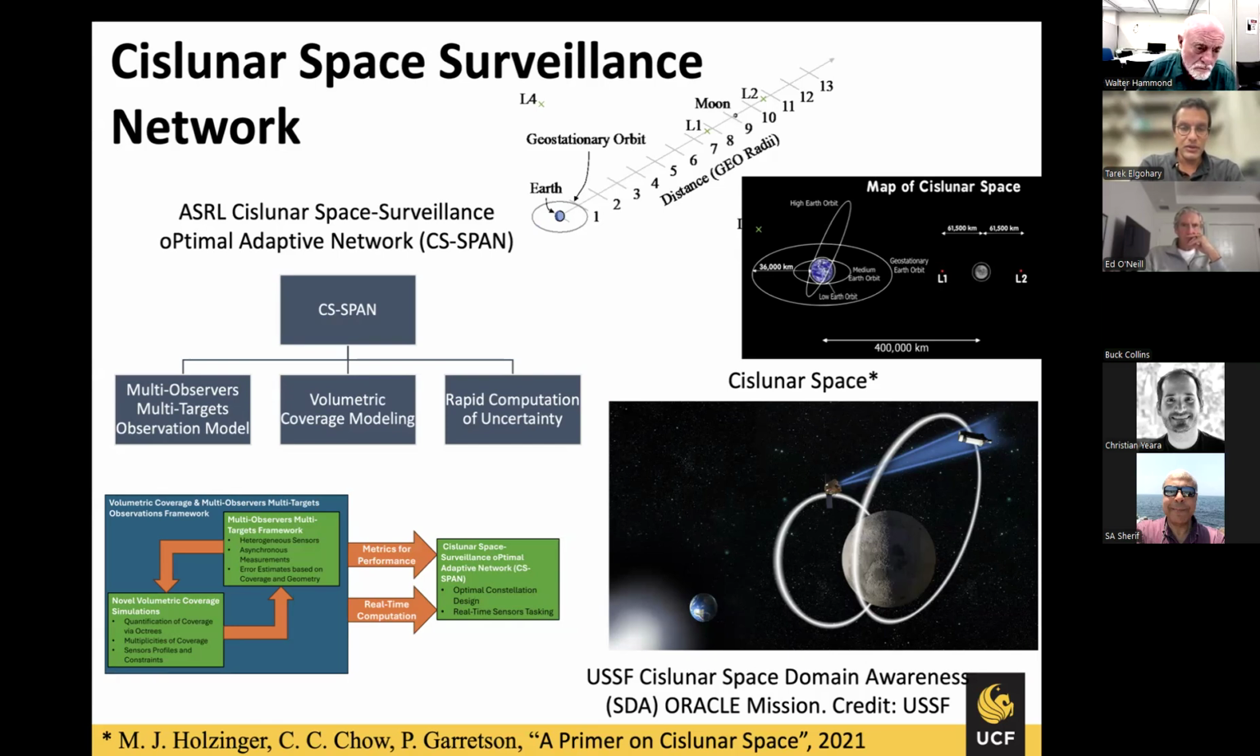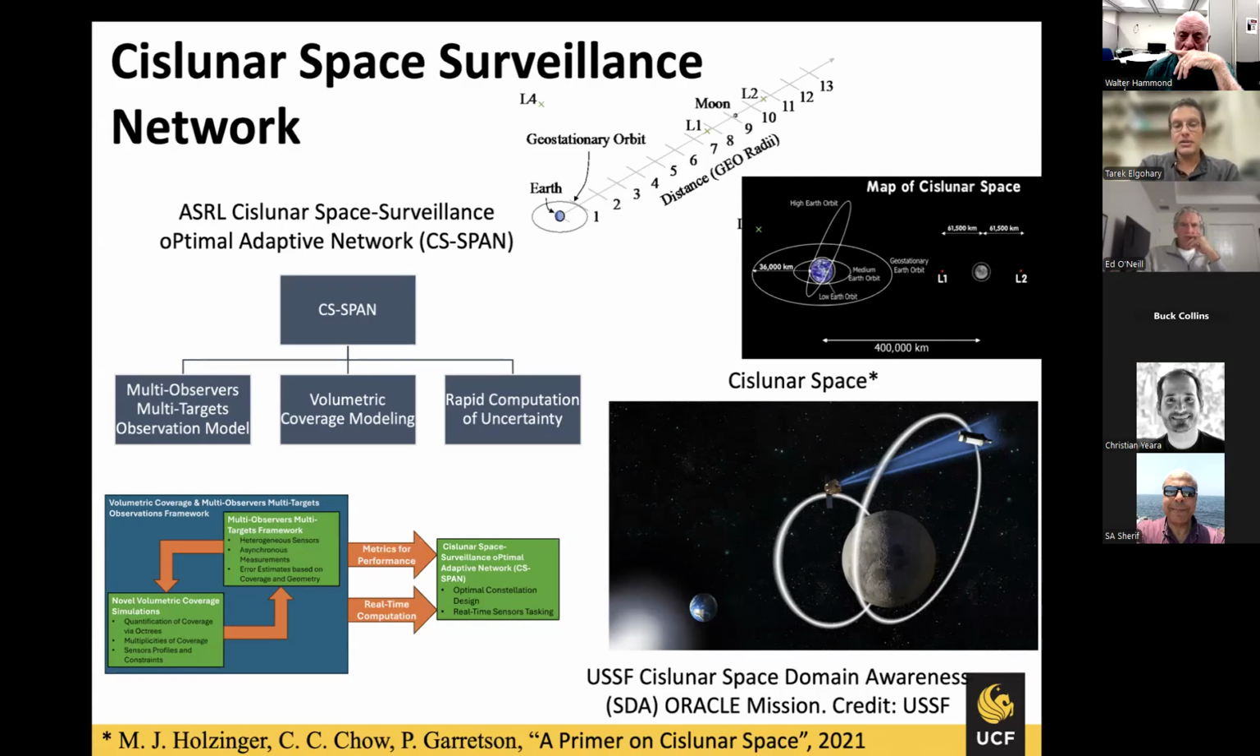So it has a lot of challenges in terms of surveillance and understanding what's going on there. So our research, and this is sort of the three-legged thing that we're working on here, is that we're looking at this network from a multi-observer, multi-target model that essentially does triangulation in a sense.